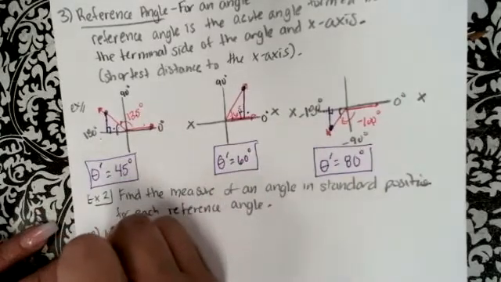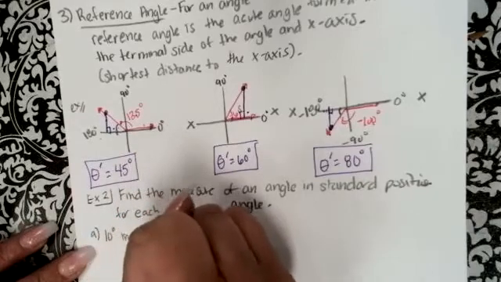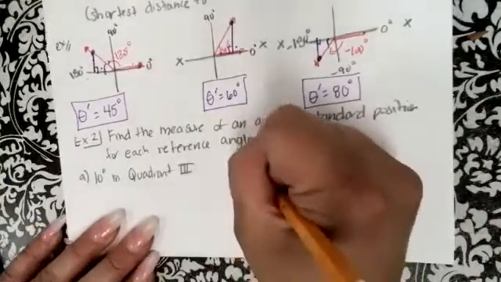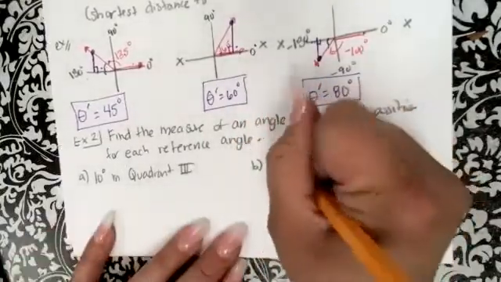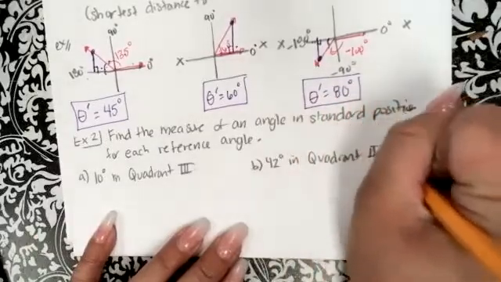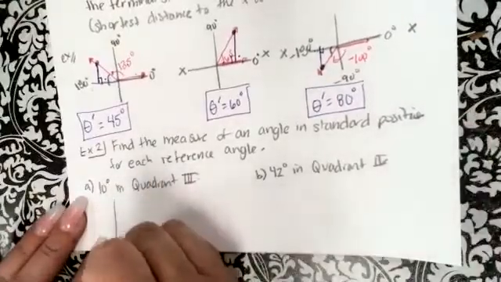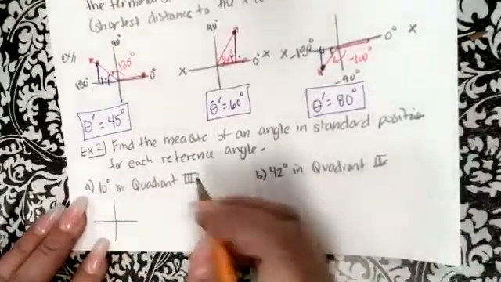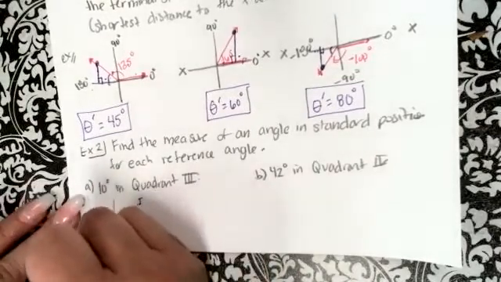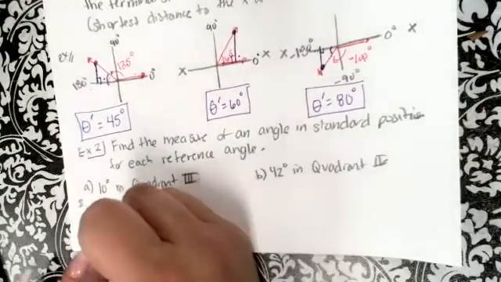So here we have 10 degrees and we want it in quadrant 3. On B, we want 42 degrees in quadrant 4. So quadrant 3, here's quadrant 1, here's quadrant 2, here's quadrant 3. So basically what's happening is we're starting here.